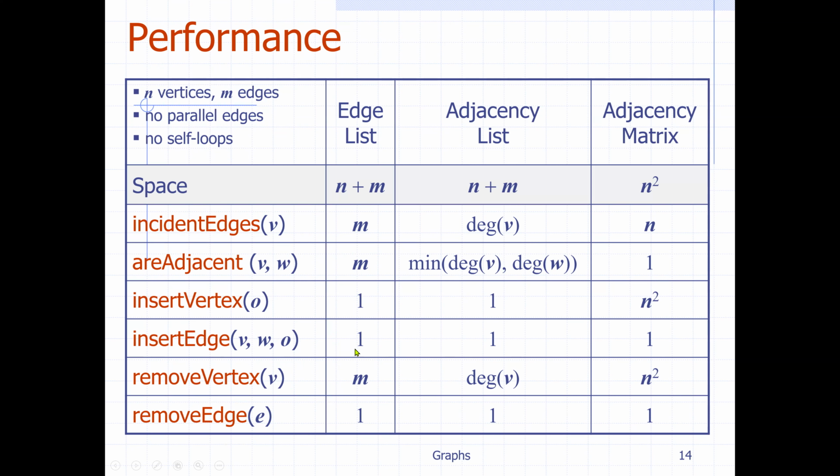Insert vertex is 1 for edge list, 1 for adjacency list, but with adjacency matrix it will be N squared. Insert edge is 1 for edge list, 1 for adjacency list, and 1 for adjacency matrix, because we are inserting the edge. Then to remove a vertex with edge list, the space it occupies the number of edges we have. The adjacency list will be the degree of V. Then with adjacency matrix, removing vertex will be N squared. And the last is remove edge, which take the argument of the edge. With edge list, it will be 1. With adjacency list, it will be 1. And with adjacency matrix also is 1.